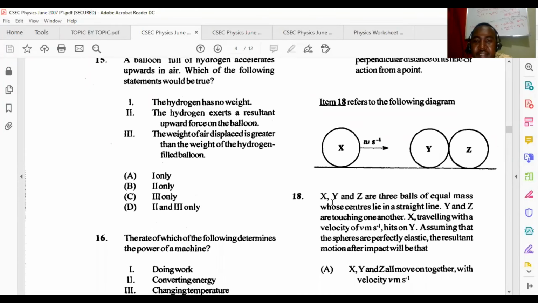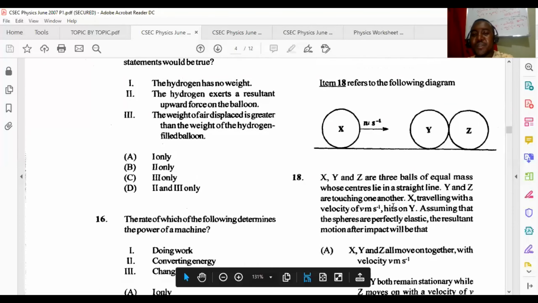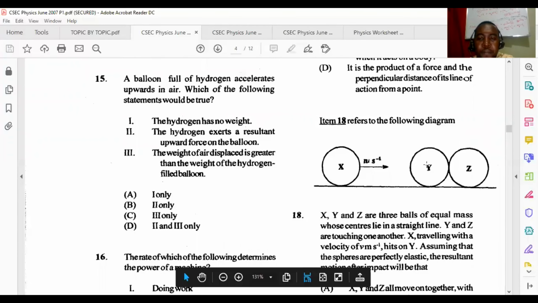All right, let's look at 18. X, Y, and Z are three balls of equal masses whose centers lie in a straight line. Y and Z are touching one another. X, traveling with a velocity v, hits Y. Assuming that the spheres are perfectly elastic, the resultant motion after impact will be what? So what will happen when X hits Y?